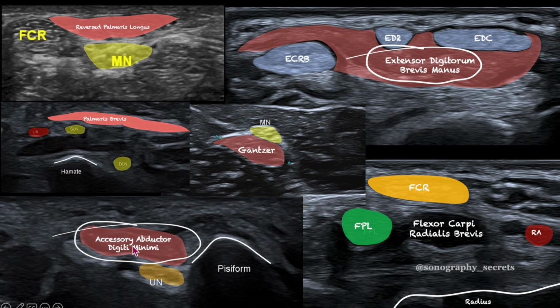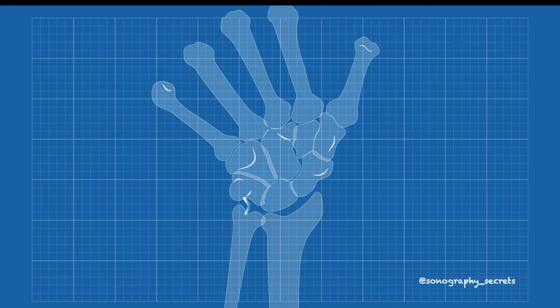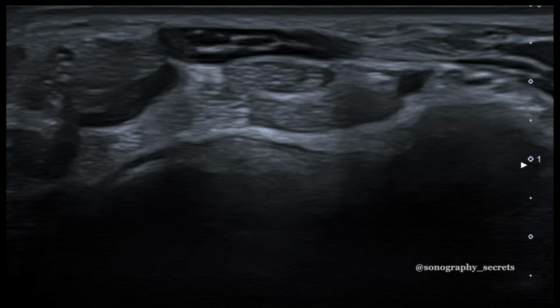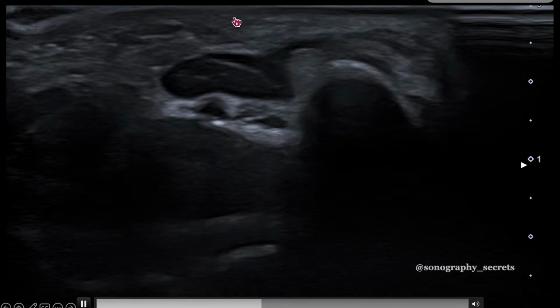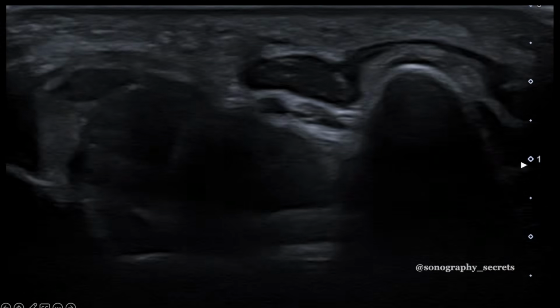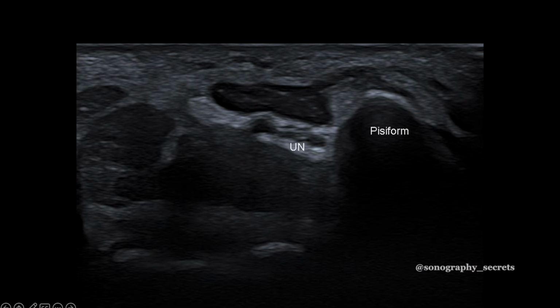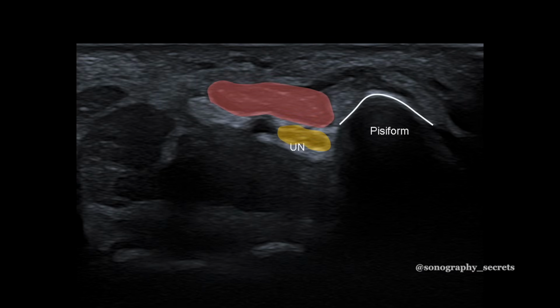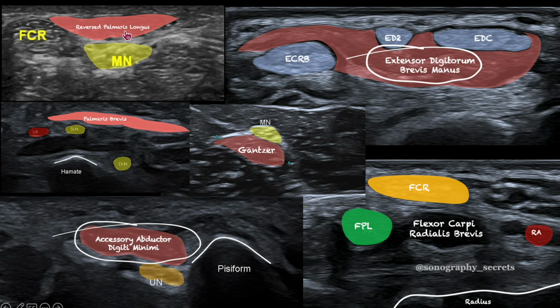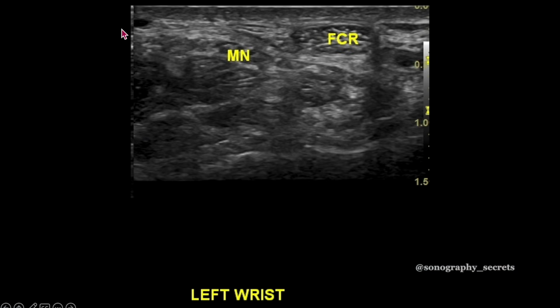On the volar and ulnar aspect of the wrist, originating from the antebrachial fascia or the palmaris longus tendon, is an accessory muscle which sits anterior to the ulnar nerve, adjacent to the pisiform, and is the accessory abductor digiti minimi muscle. Present in around 24% of the population, the accessory abductor digiti minimi can potentially irritate the ulnar nerve at Guyon's canal.